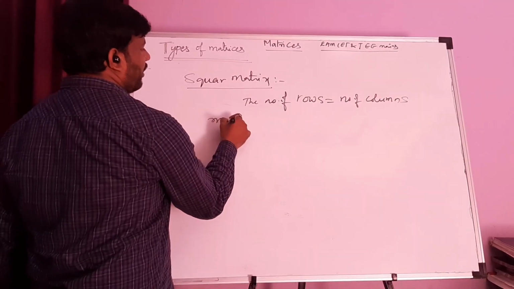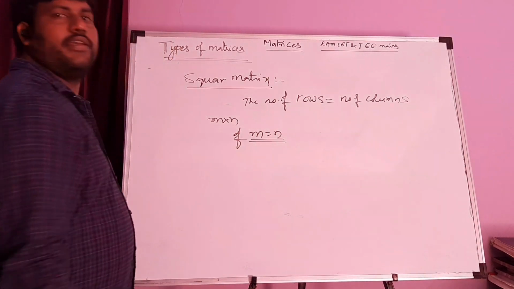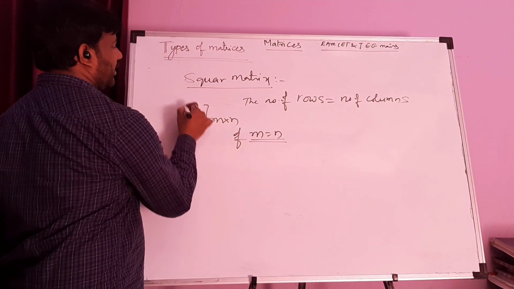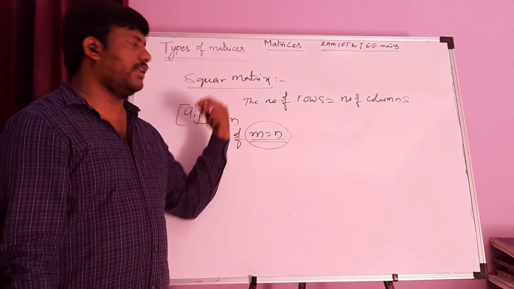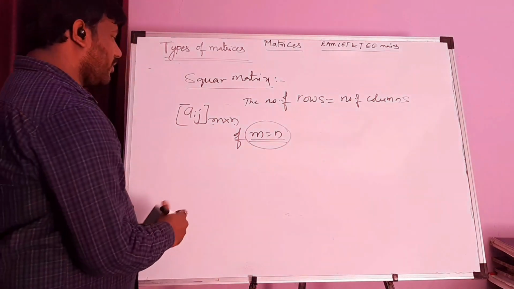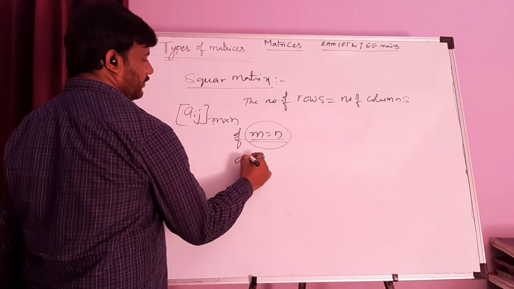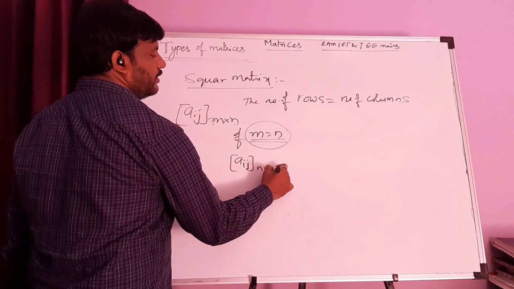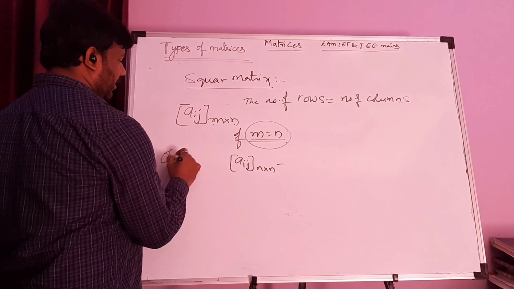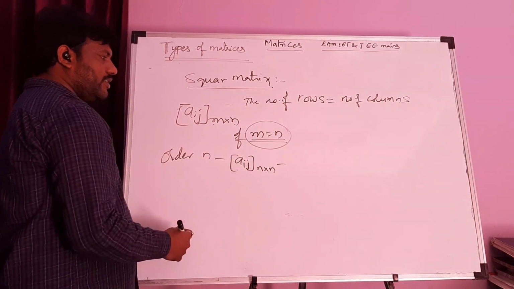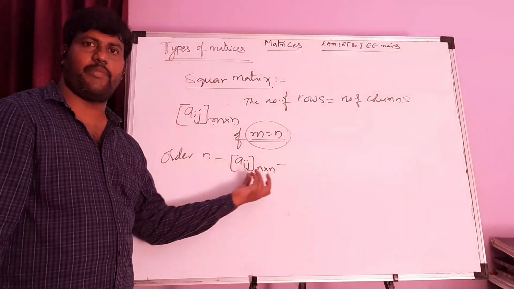That means if it is of order m by n, then m is equal to n; such a matrix we can say is a square matrix. Suppose the matrix is Aij, m by n, where m is equal to n; such a matrix is a square matrix. Most of the time the order will be the same, so we can write n by n, or simply say the square matrix of order n. That means n by n. If it is n by n, you can simply say order n.